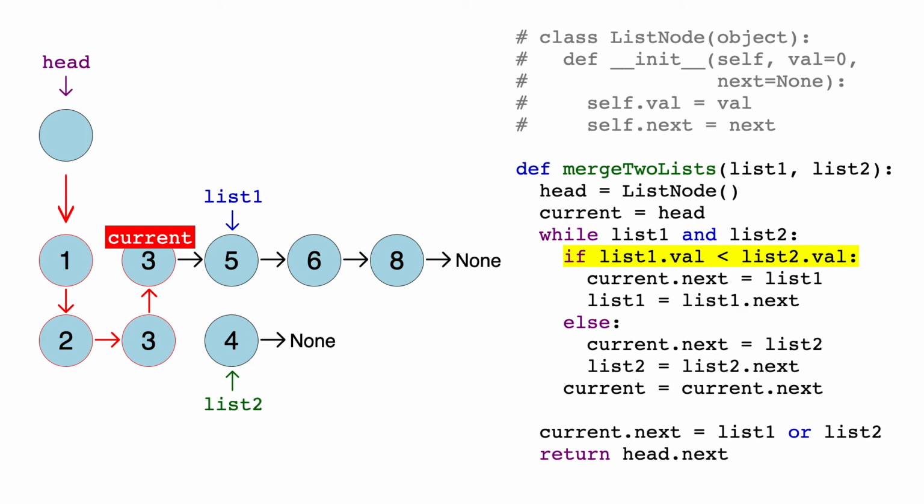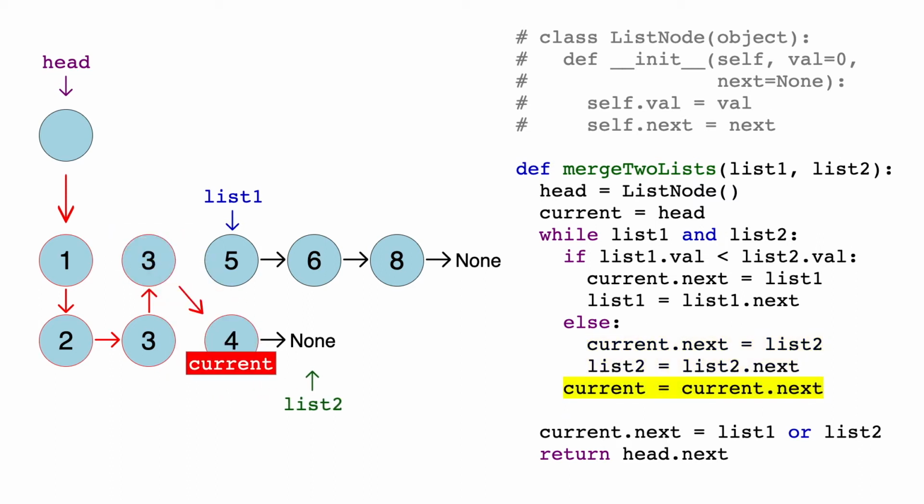List1.val is 5, and list2.val is 4, so we'll point current.next to list 2 and move up list 2 and current. But now notice that list 2 has reached the end and now points to none. So when we check the loop condition, list 2 is none, which makes this condition false. At this point, there's no need to iterate through the rest of the first list because we know that the rest of the list is still in sorted order. So to finish up, we can just point current.next to the list that's not none, and we're done.